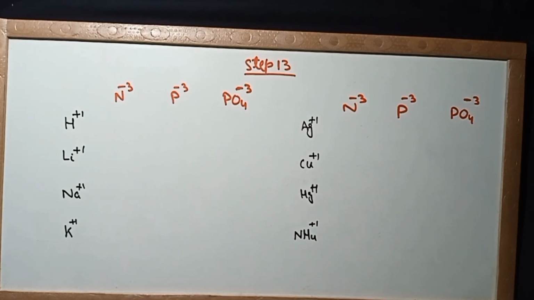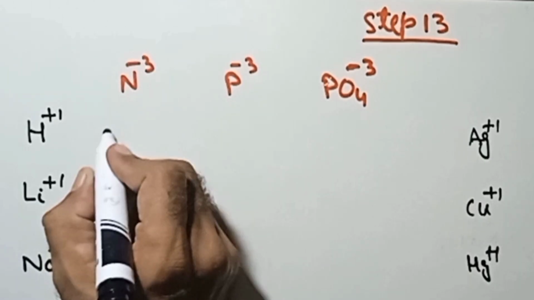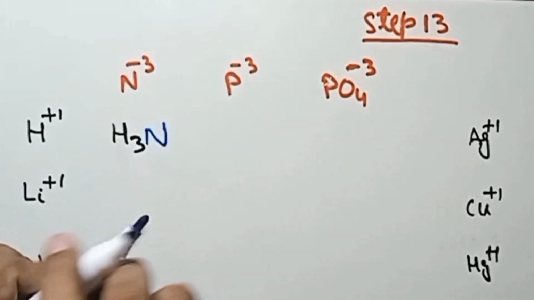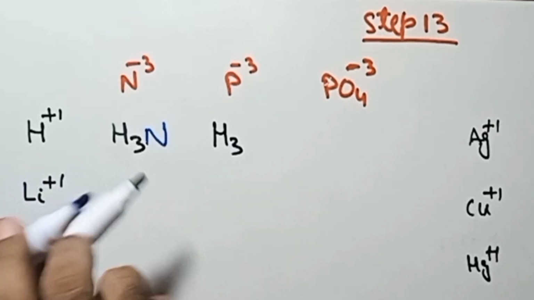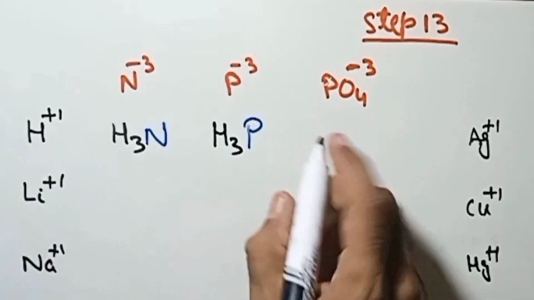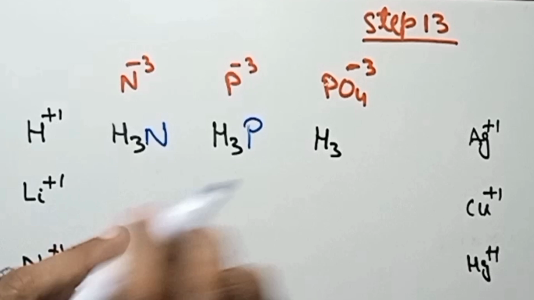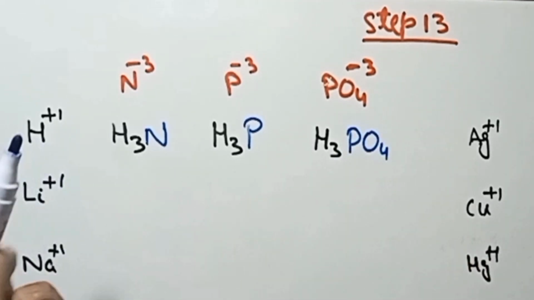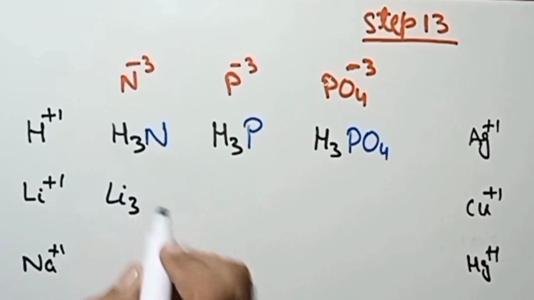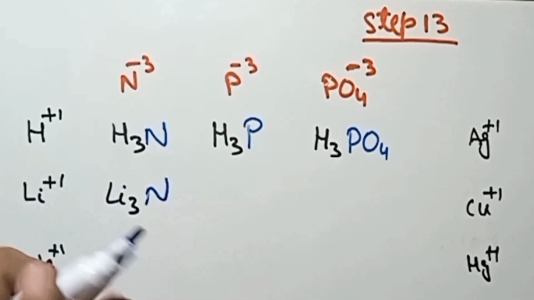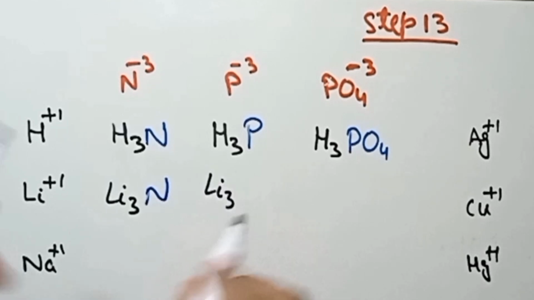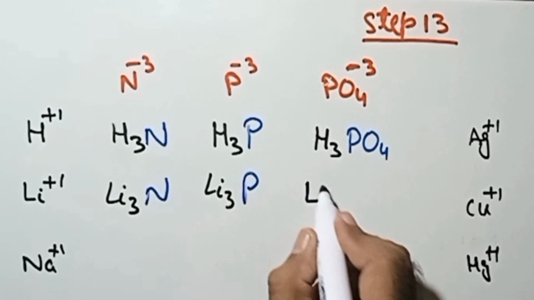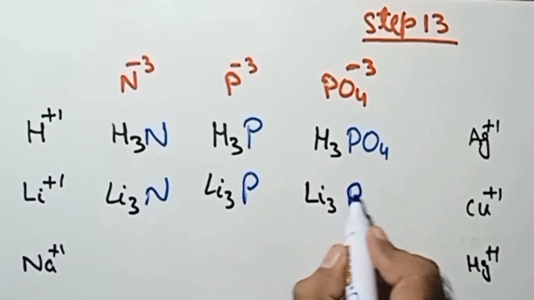Okay, now start with hydrogen. H3N, hydrogen nitride. H3P, hydrogen phosphide. H3PO4, it came again, phosphoric acid. Lithium nitride, lithium phosphide, lithium phosphate.